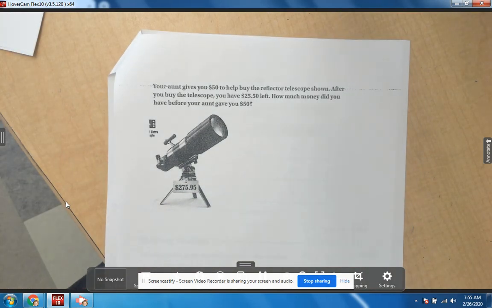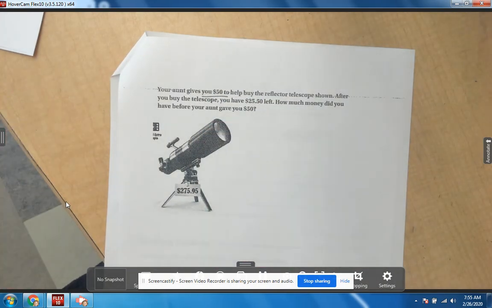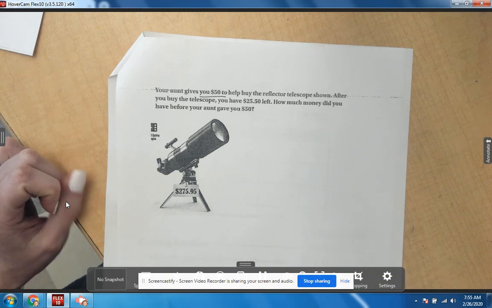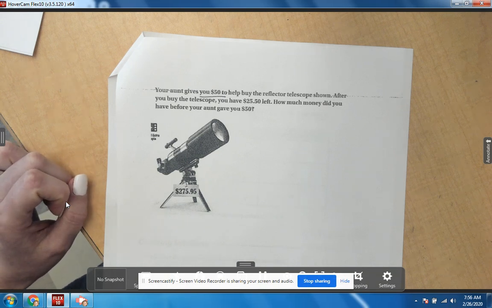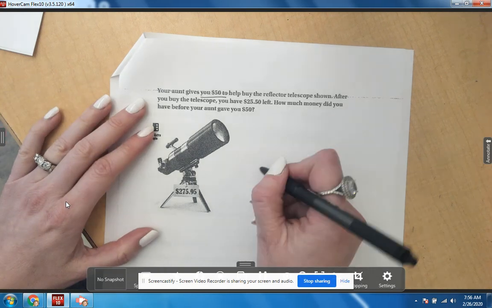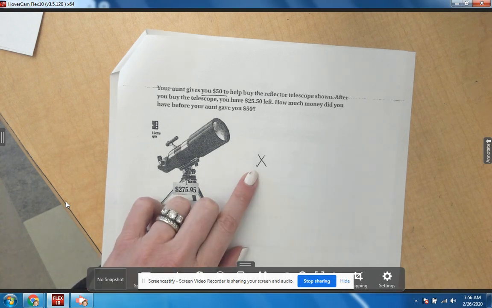This last one's a little bit tricky, so we'll do it together. It says your aunt gives you $50 to help buy the reflector telescope shown. After you buy the telescope, you have $25.50 left. How much money did you have before your aunt gave you the $50? So what we don't know is how much money we had. So I'm going to use an X for my variable. I have no idea how much money we had.